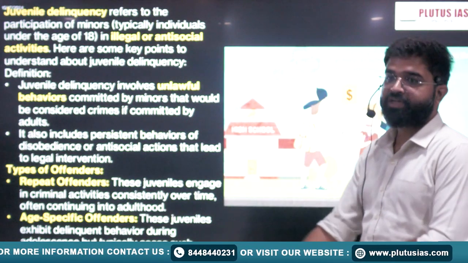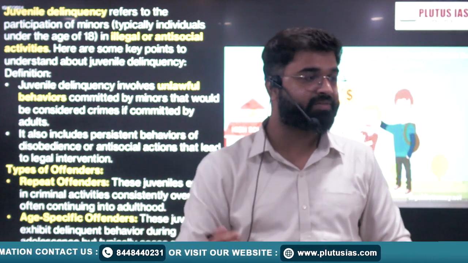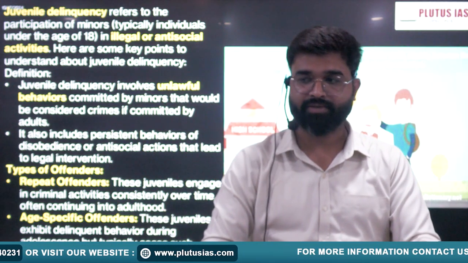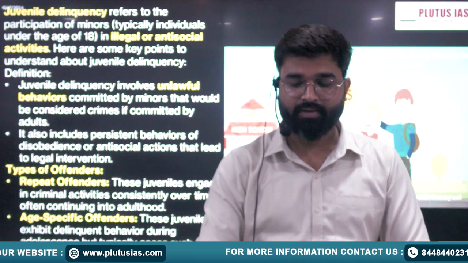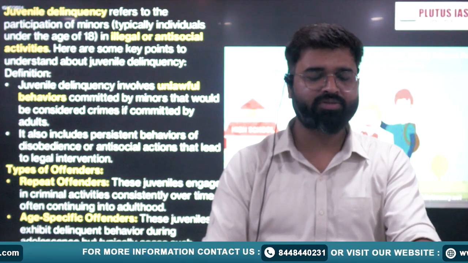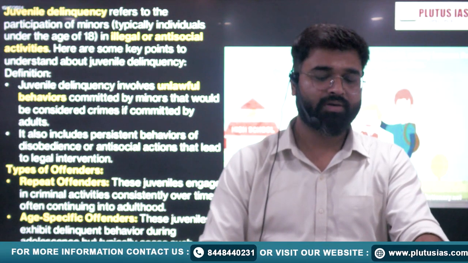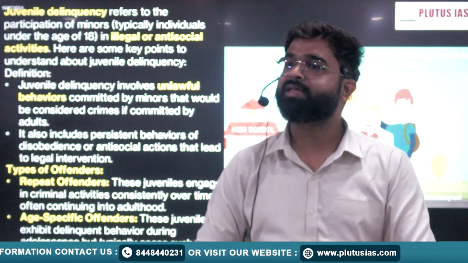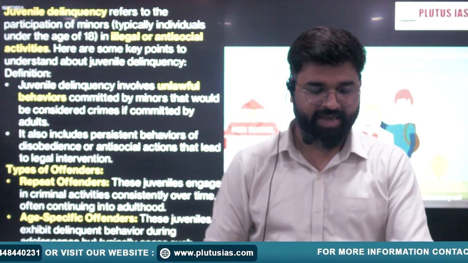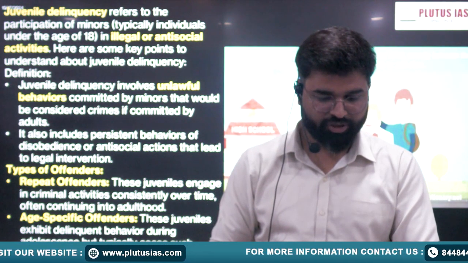Next, what is juvenile? This topic is related to your society paper. Since you have studied so much, look at this too first. What is juvenile delinquency? Before that, write down some points on issues with respect to the Juvenile Justice Act. Then we will look at this. Juvenile Justice Act, issues.